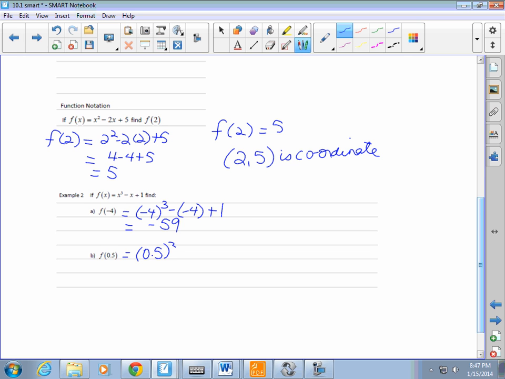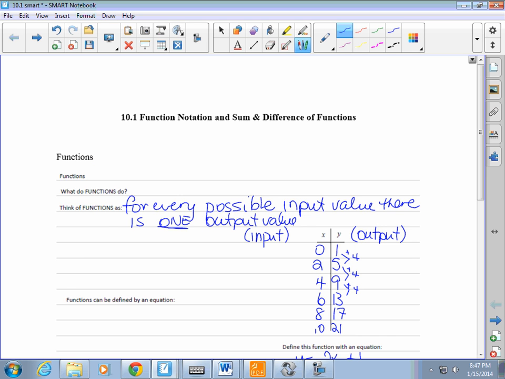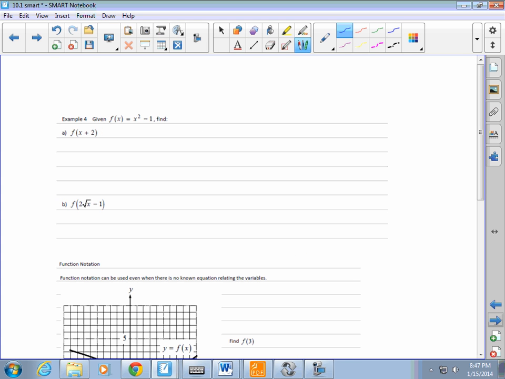What is the function at 0.5? So I substitute 0.5 wherever there was an x. So 0.5 cubed minus 0.5 plus 1. When you put that in your calculator, you get 0.625.